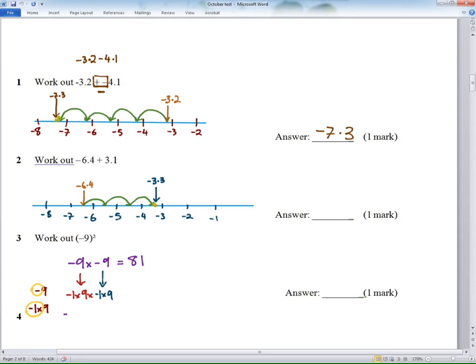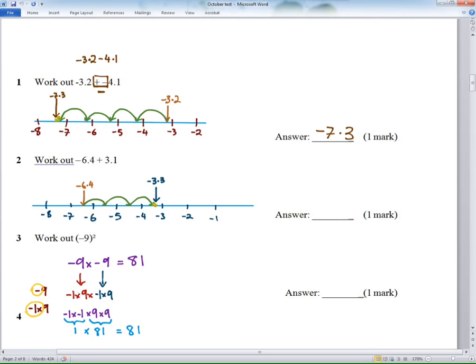Now, we know that we can put multiplication in any order we like, because 2 times 3 is the same as 3 times 2. So I could rewrite this as minus 1 times minus 1 times 9 times 9. All I've done there is change the order of the multiplication, but it doesn't matter the order in which we do multiplication. So, we now have an easy way to solve this question. We can think about the minus 1 times the minus 1, and we know minus 1 times minus 1 is 1. We can also do the 9 times the 9, which is 81. So we end up with 1 times 81, which is 81.